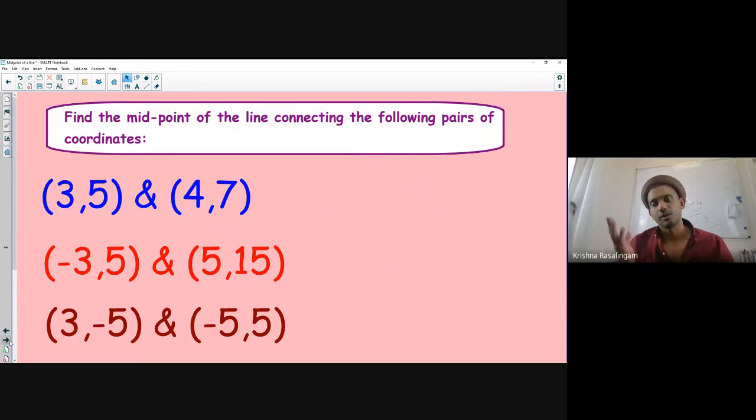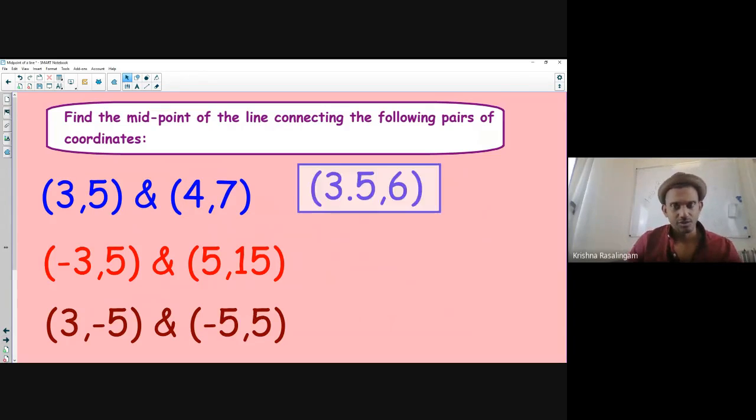So here, pause the video and find the midpoints for these 3 coordinates. I'll count you down and I'll be back. 3, 2, 1. Hello, welcome back. So 3 plus 4, 7. Half of 7, 3.5. 5 plus 7, 12. 12 divided by 2, 6.